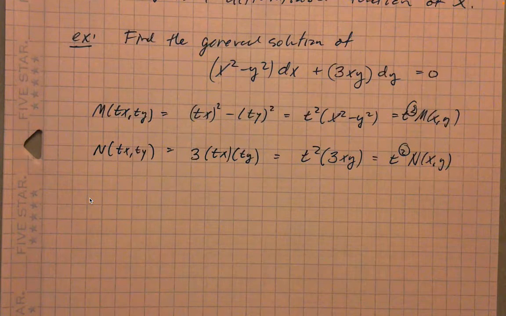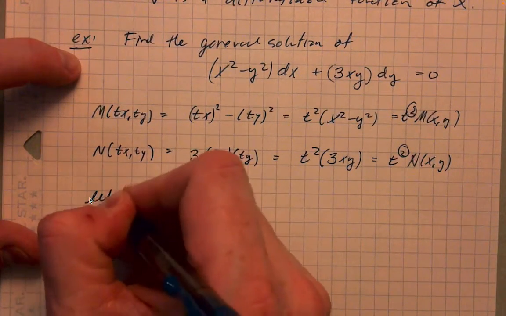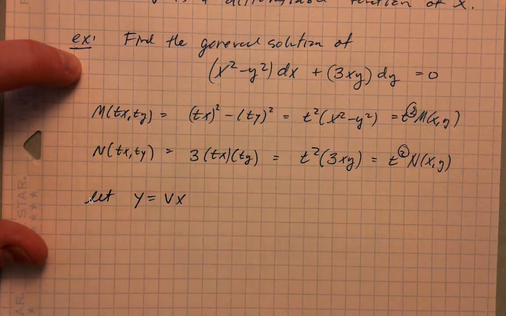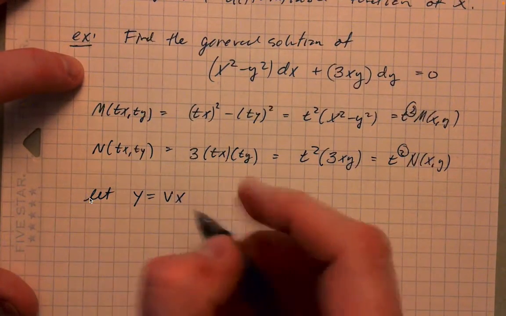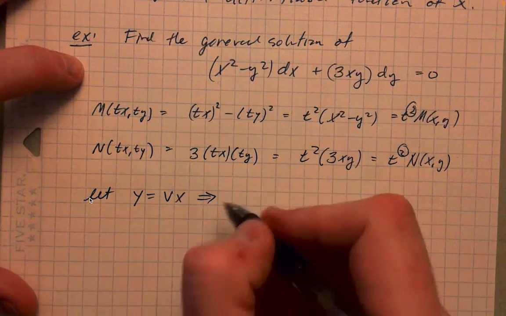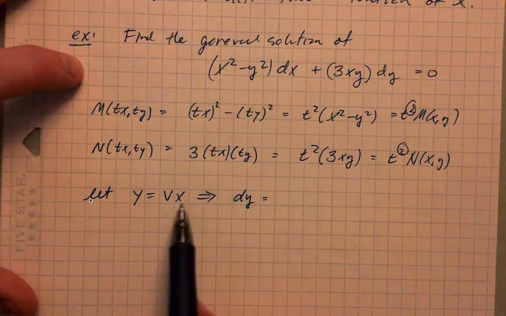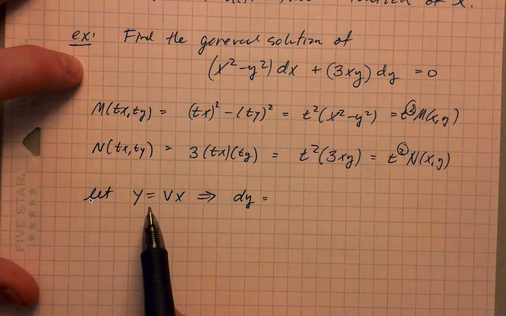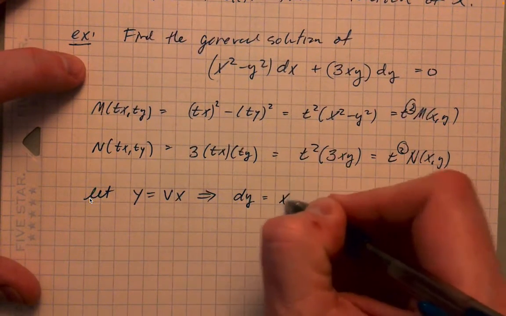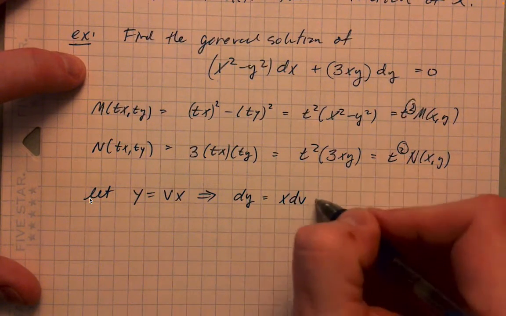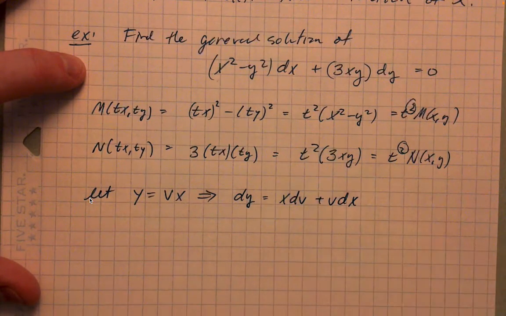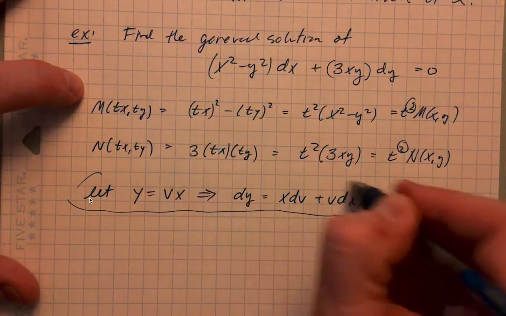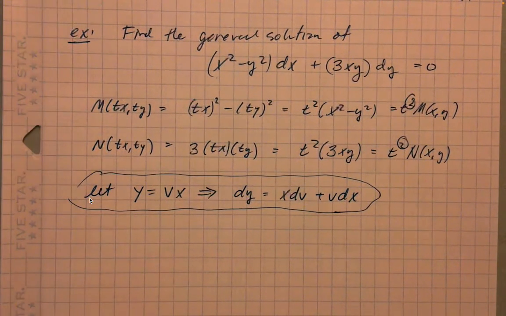Okay. And so that means that we can apply this substitution. This theorem says that we can substitute in y equals vx. So let's let y equal vx. Okay. Then dy is equal to, now this is the chain rule, so it'll be x times dv plus v times dx. Okay, so this is kind of the substitution that we're going to apply.